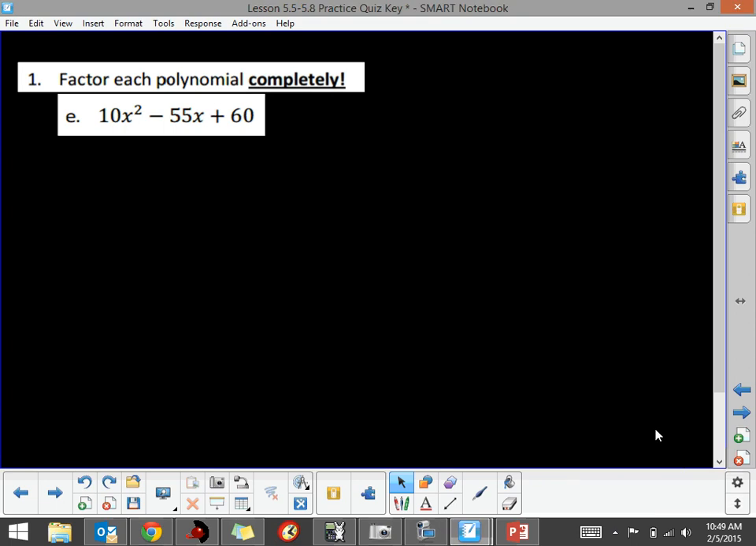In 1e. It's an example of where we can factor out a greatest common factor. That should be our first check every time. So we can take out a 5 out of each of these numbers. So 5 factored out will give us a 2x squared minus 11x plus 12.